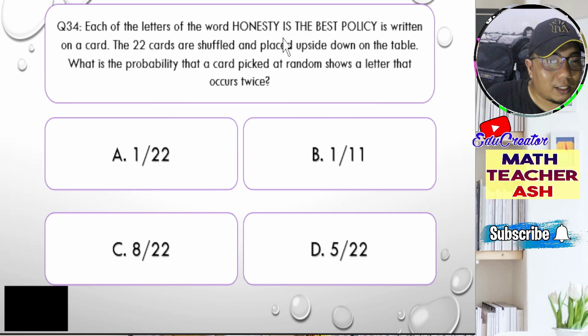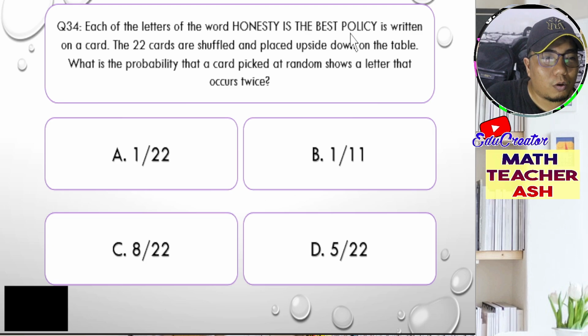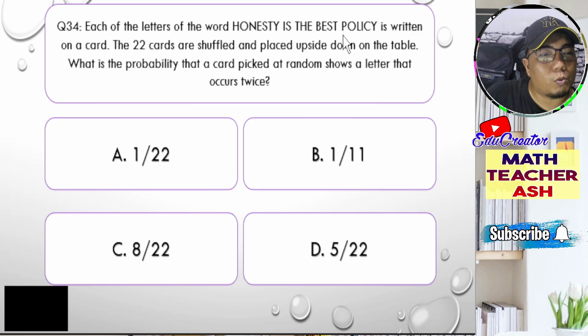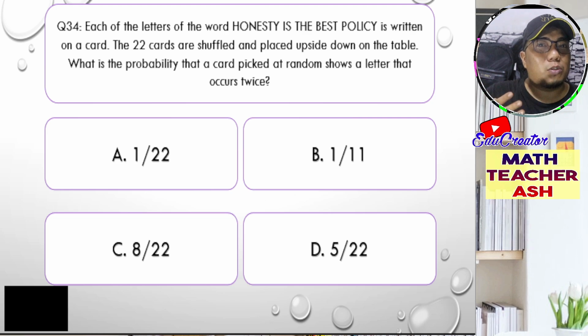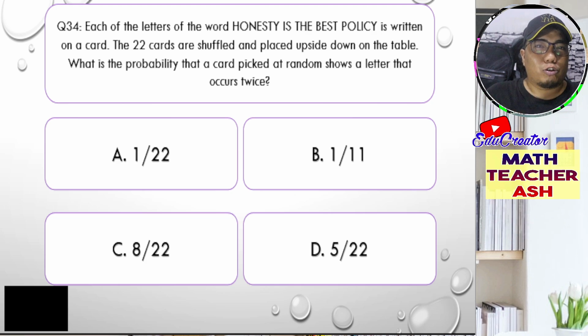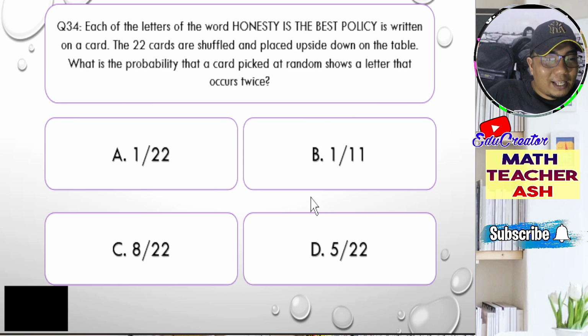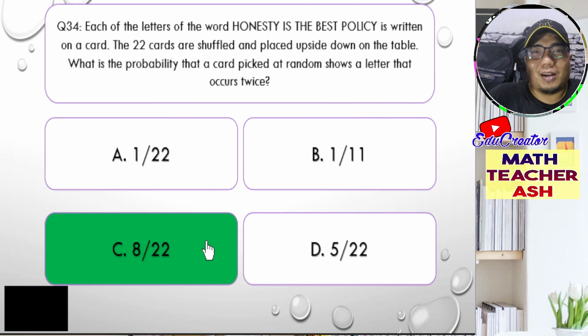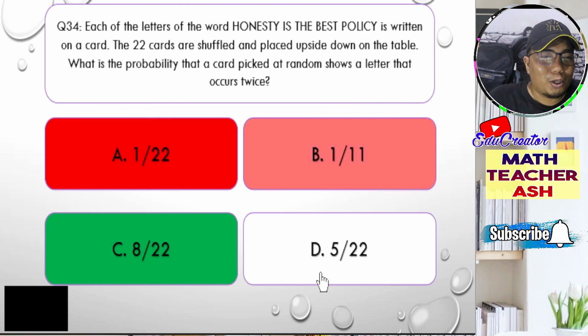So we already have H, O, and Y. What else? I think I is also twice. S, we already finished with S. B once, P, once. C is only once, L is only once. So we have 4 letters that occurred twice: the H, the O, the Y, and the I. That is 4 letters, and since each occurred twice, that is a total of 8 letters. So 8 out of 22. The correct answer here is letter C. Alright, we are correct, my dear math learners. I hope you got that one.